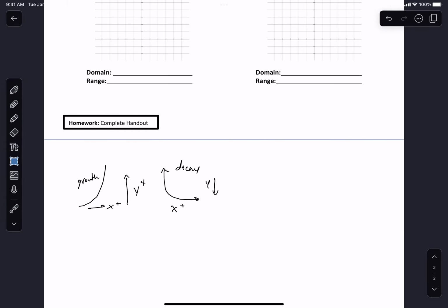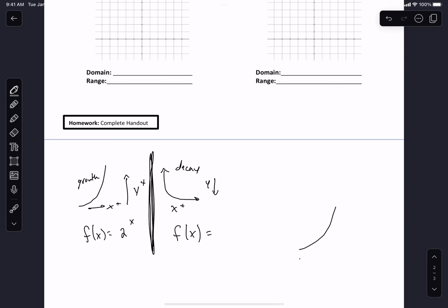So anyway, give me an example of something that's growth from your work yesterday with Desmos. Sylvie? 2x. Yeah, so the first example is going to be growth, something like f of x equals 2 to the power of x. And something like decay. What was an example of an equation that would be exponential decay from your work yesterday? Owen? F of x equals a negative 3 power. -3 would be a vertical reflection. It would be the growth equation, reflected vertically. So it would be like this.